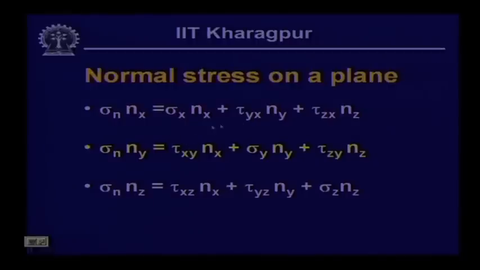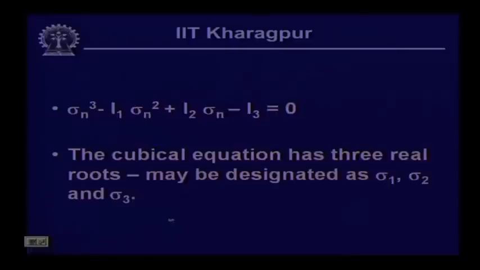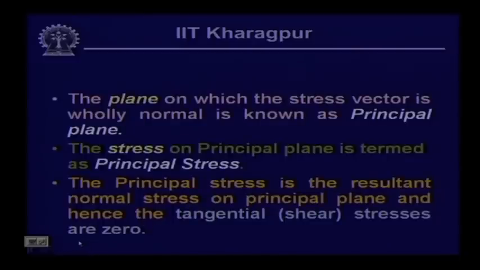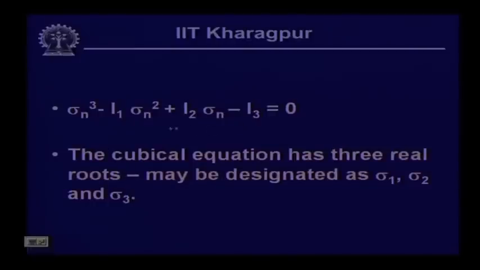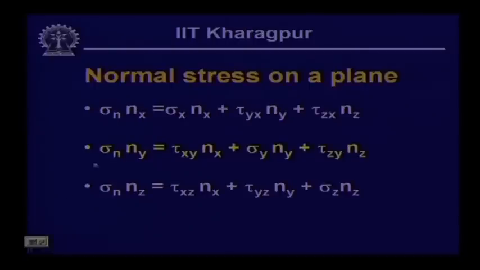So, here we now have the equations on the arbitrary plane on which the stress is absolutely normal, and we have observed that we can get simultaneous equations in n x, n y, n z in terms of sigma x, tau xy, tau xz, tau yz, and sigma y, sigma z. Now, let us look at this cubic equation in terms of I 1, I 2, I 3. For each of these sigma values, if we want to compute n x, n y, and n z, we can do that using these equations along with the expression n x squared plus n y squared plus n z squared is equal to 1.